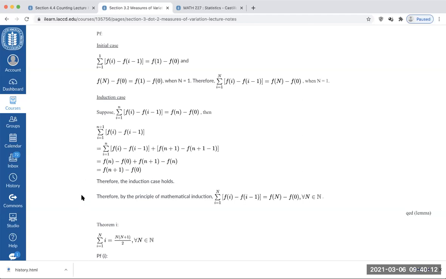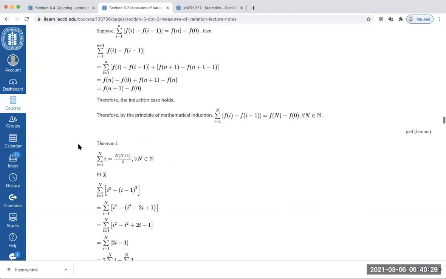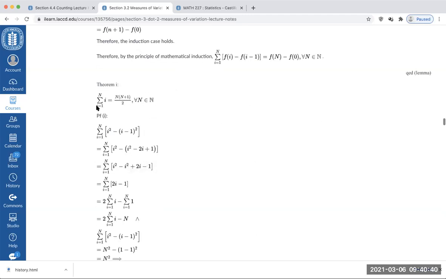Therefore, by the principle of mathematical induction, the sum i equaling 1 to n of f of i minus f of i minus 1 is f of n minus f of 0. And this holds for every natural number n. So now let's show that the sum i equaling 1 to n of i is equal to n times n plus 1 over 2.